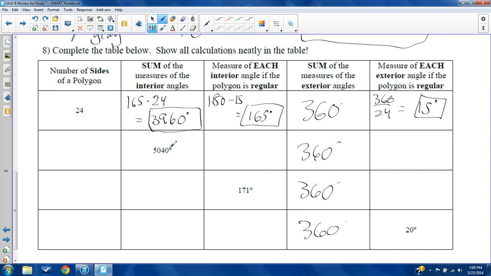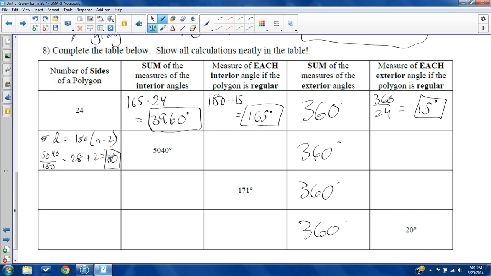Now I have the interior angle sum. I can find the number of sides this way. Remember the formula: if I take 5040 and divide by 180, I get the number of triangles in my polygon. 5040 divided by 180 is 28. 28 plus 2 will give you the number of sides, which is 30. So 30 sides in this polygon.